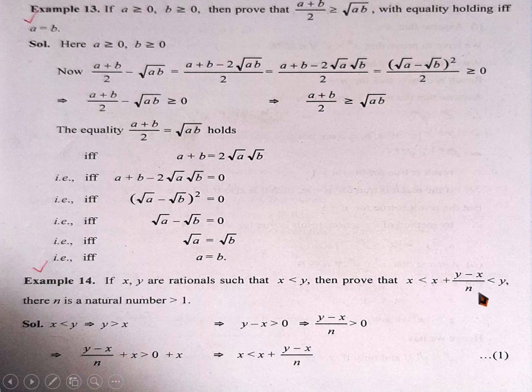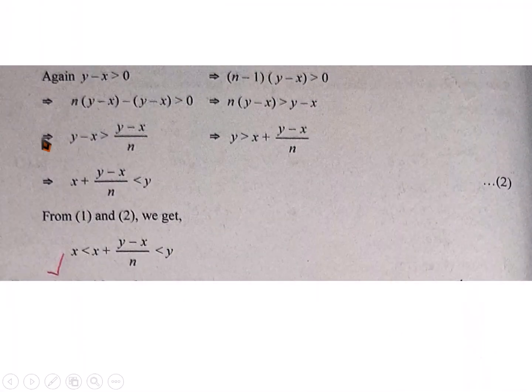Now we will prove the second result like this. The next one is again: y minus x is positive. Natural number n is greater than 1. This is given. Therefore, n minus 1 is positive.